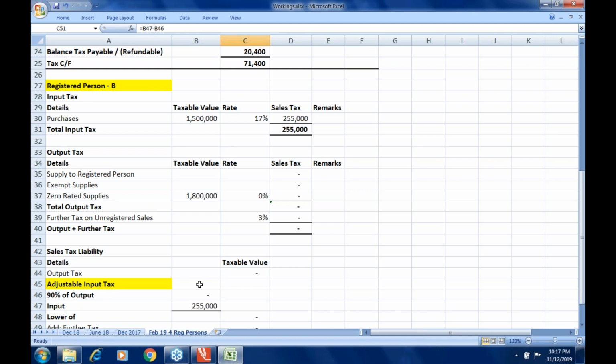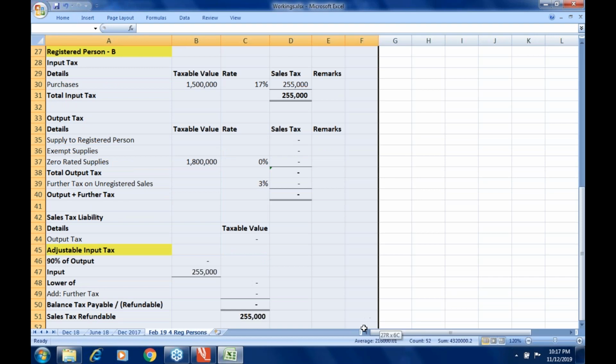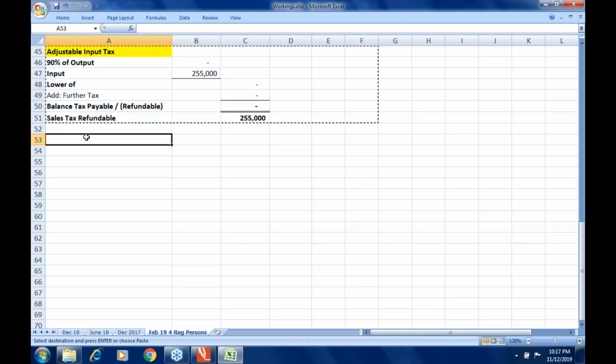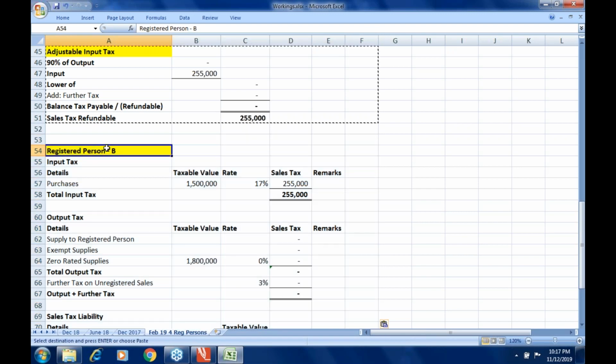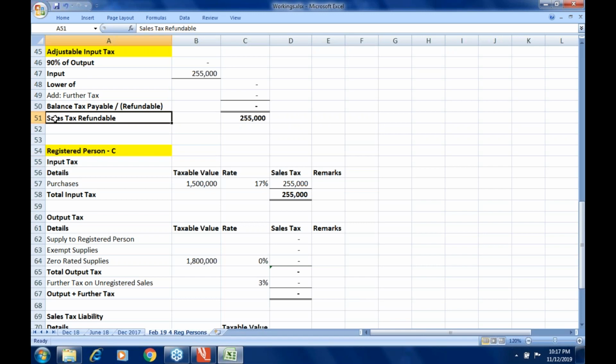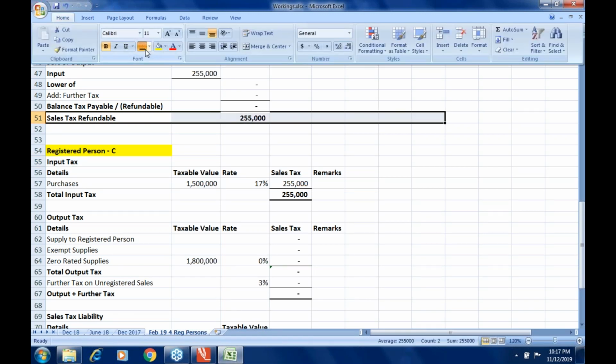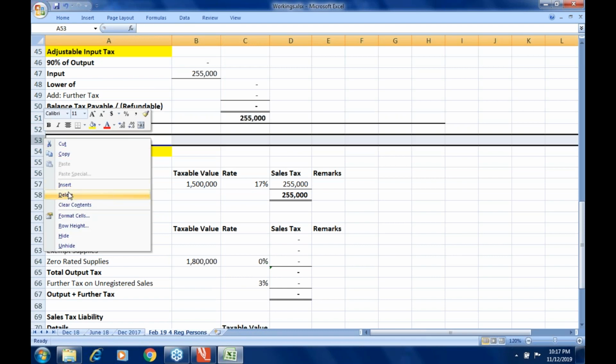Okay, now let's move a bit forward and discuss further. The next thing that we need to talk about is registered person C. We need to talk about registered person C. Now what is happening with respect to the registered person C?